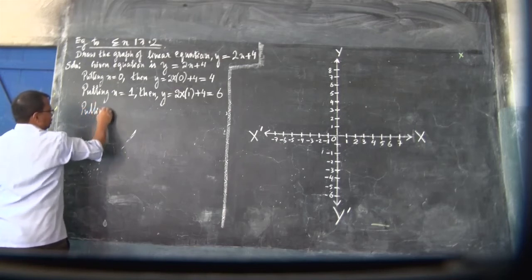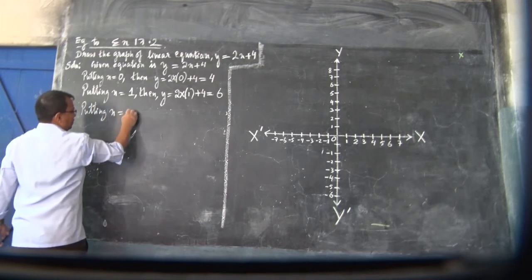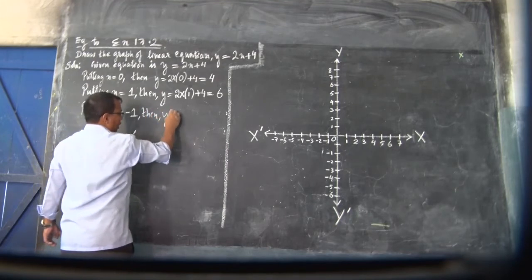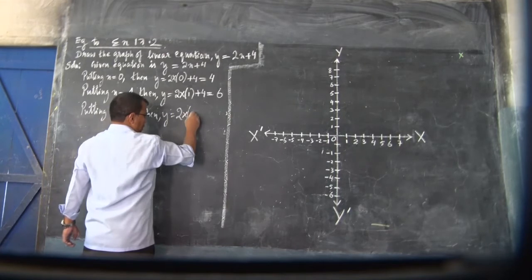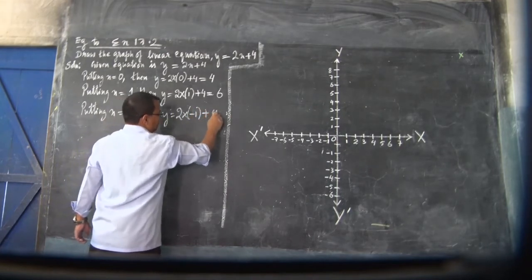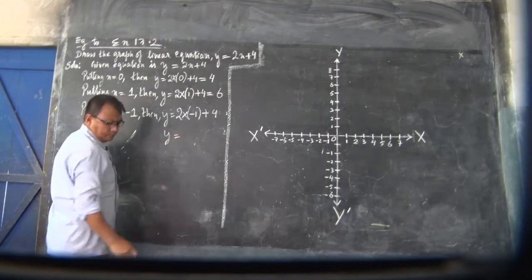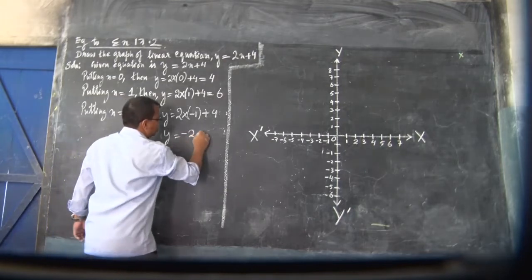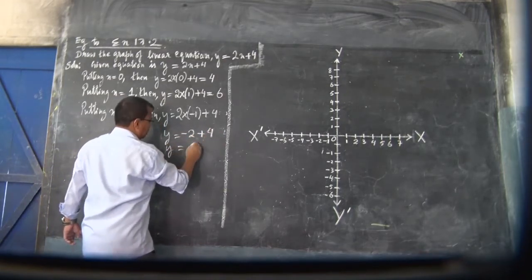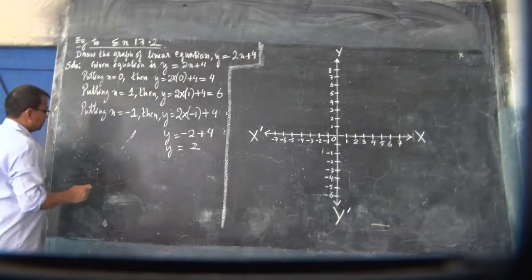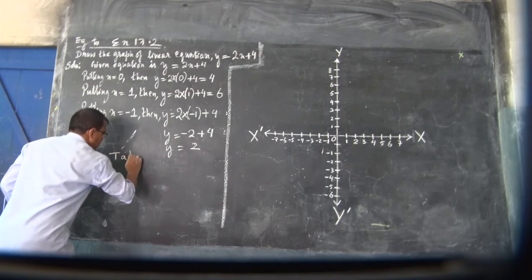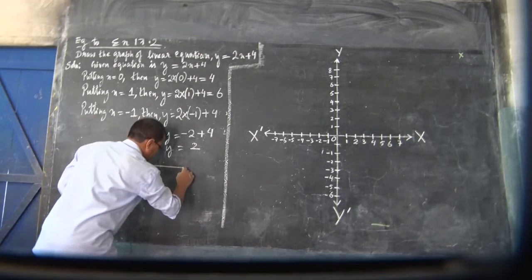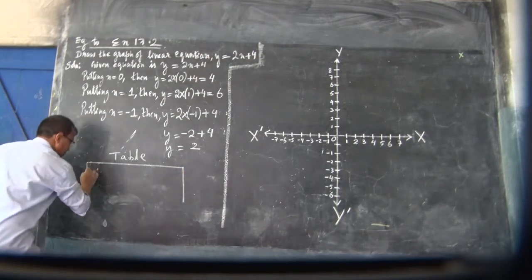Suppose I change a bit using the negative sign. X equal minus 1, then y equal 2 multiplied by minus 1 plus 4, y equal minus 2 plus 4, y equal 2. So we have three points, and then we make a table using a ruler.